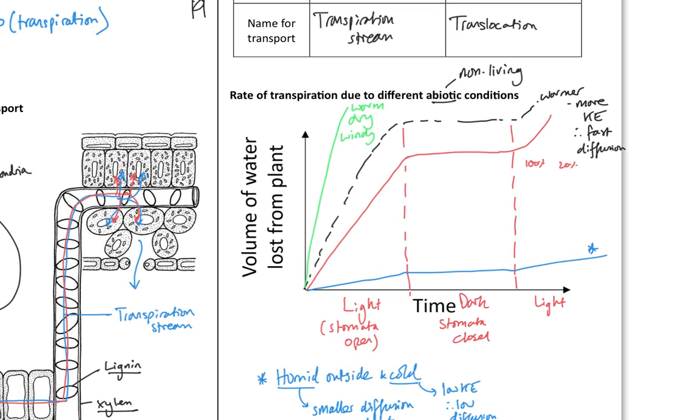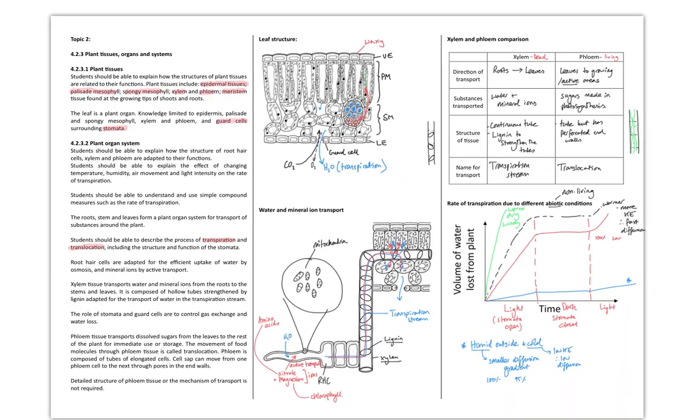I'm trying to keep these to 15 minutes, so I think I'm just about there, and hopefully I've covered everything in the syllabus. Again, pay attention to things like this: detailed structure of phloem tissue and mechanism of transport is not required. But hopefully I've met everything else. Cell sap, which I just spotted, that's just what's transported. Sugars made in photosynthesis are transported as sap. It's just a posh name for sugary solution. Okay, I'll stop there.